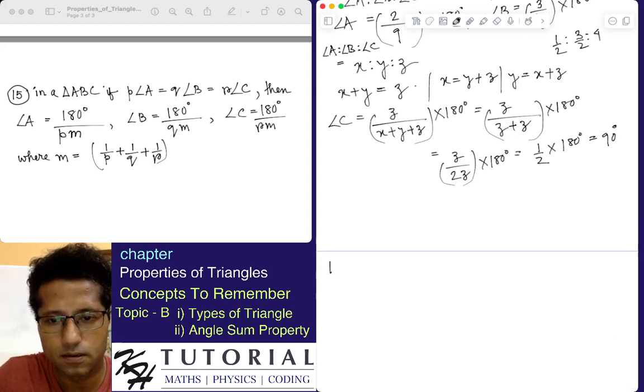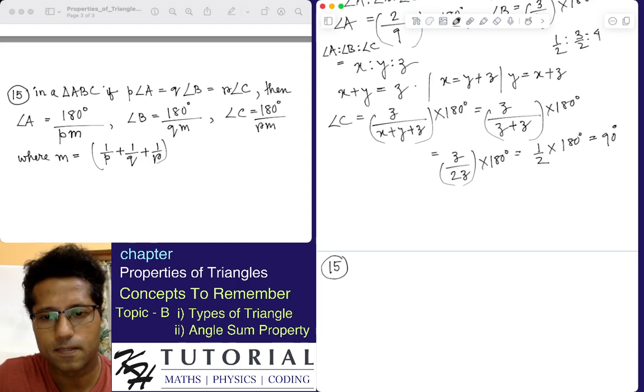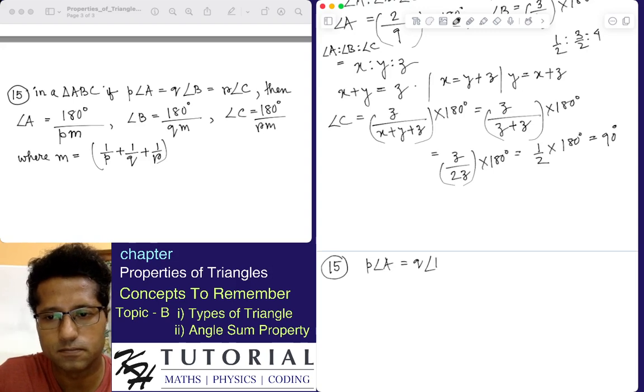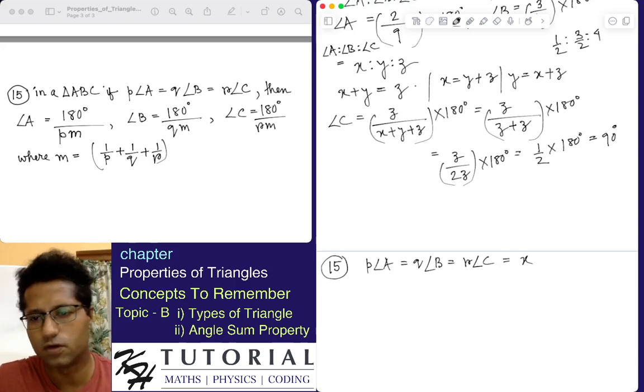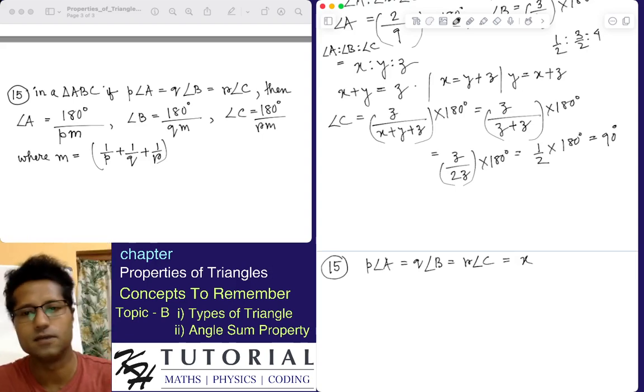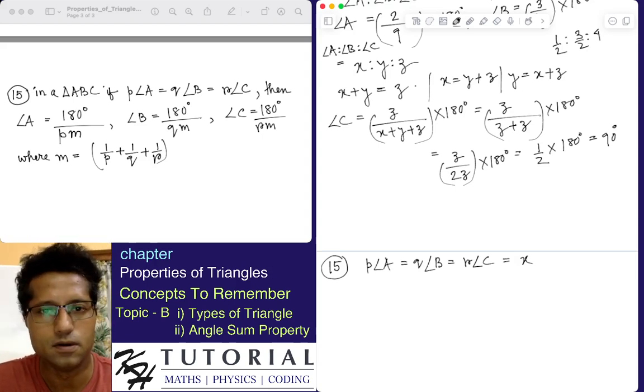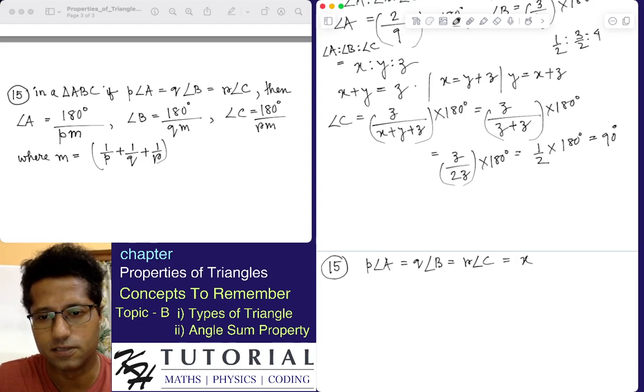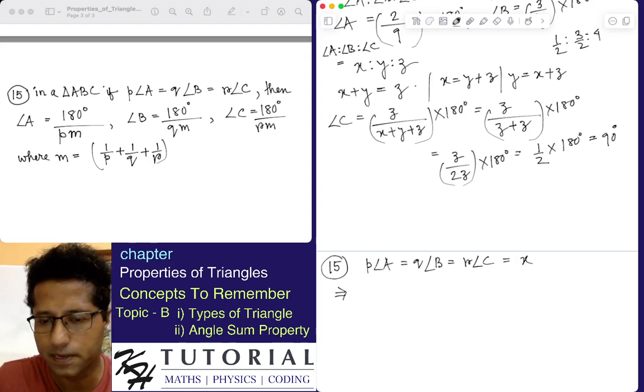Now if you want to quickly check how this is so, let me quickly discuss this. We have P times A equal to Q times B equal to R times C. Let's call this X, or some number K, or a small letter, an unknown. Usually we consider the letters X, Y and Z as unknown variables in algebra. So let's say, since it is given that P times A is equal to Q times B is equal to R times C, let all these be equal to X.